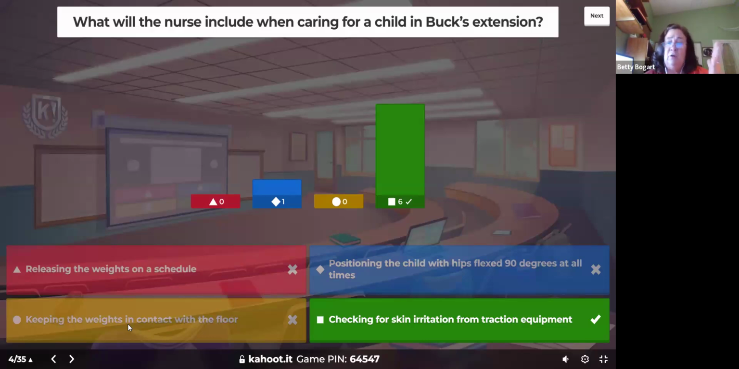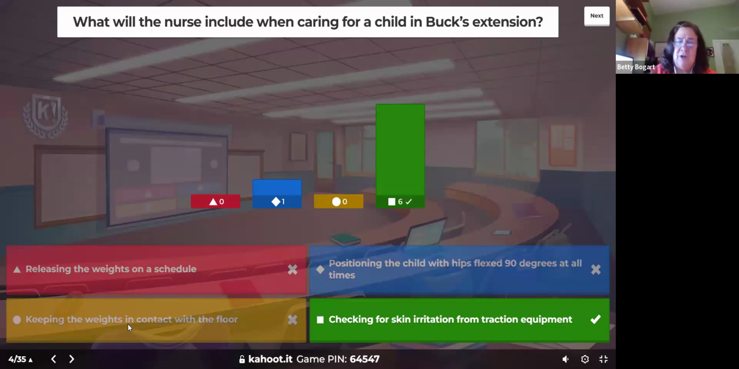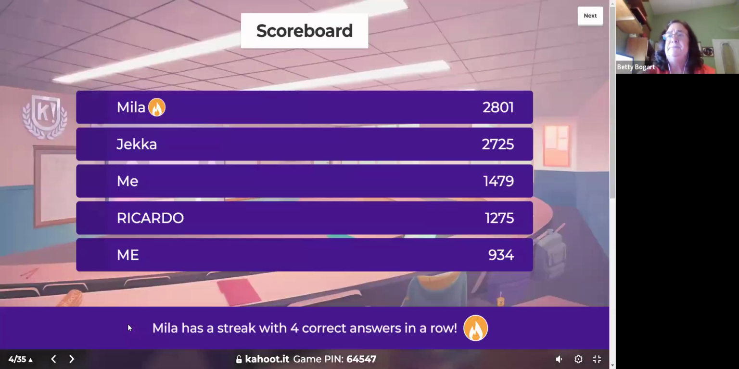Also, what's the other thing we do with this sort of traction? What's important that we do every time we walk in the room? We have a child that has a fractured femur. Neurovascular checks. There we go. Making sure the blood is flowing where it should be going. Very good. Thank you.